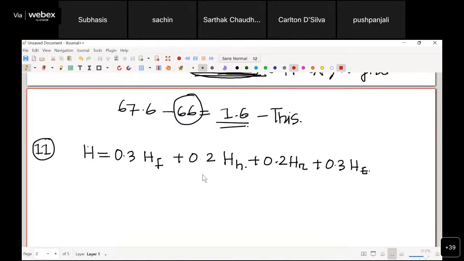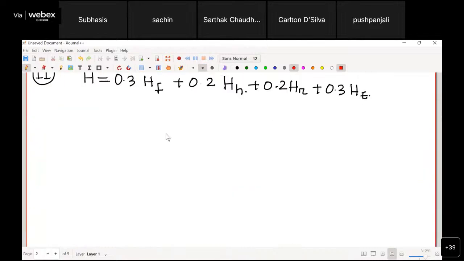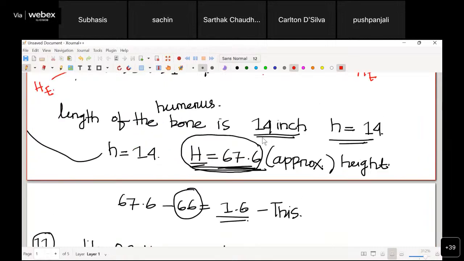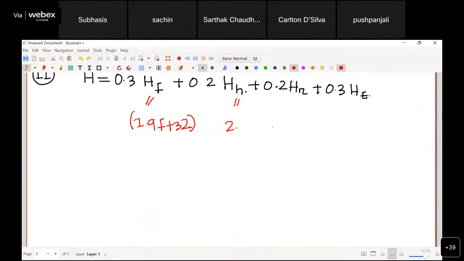So what is h of f? h of f is 1.9 f plus 32. Instead of this, you just need to write 1.9 f plus 32. And what is h of s? This is 2.9 s plus 27. Similarly, you can substitute and multiply all these things, and finally you will get the formula for height. Is it clear, sir?